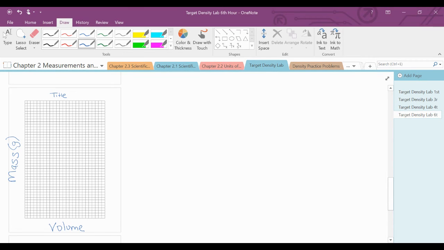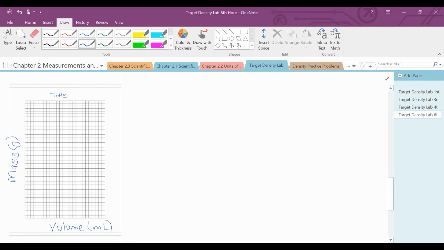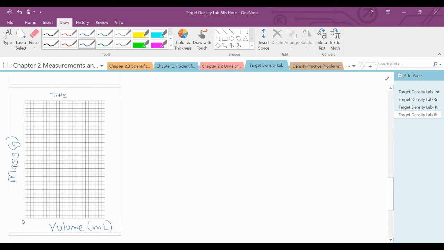Some of you, your increments did not make sense. You should have started at 0 for both of those. And you need to use the entire sheet of graph paper. So your increments for mass should have gone all the way from the bottom to the top. Your increments for volume should go all the way from the left to the right. And when you do plot your points, you're going to do a best fit line that goes through the y-intercept. Some of you drew it down through the origin. You need to draw it through the y-intercept.